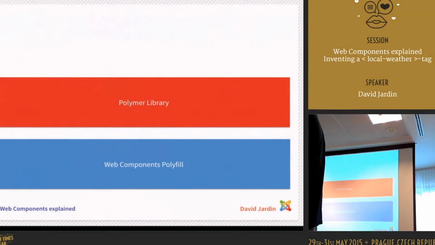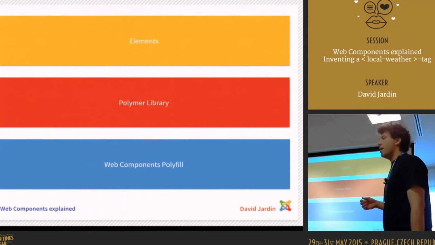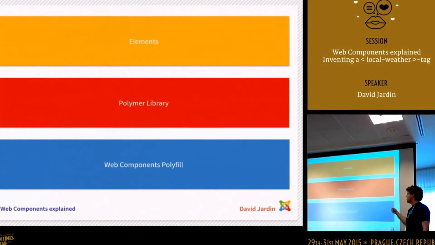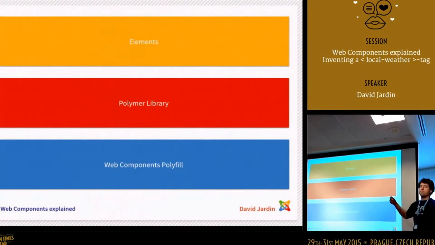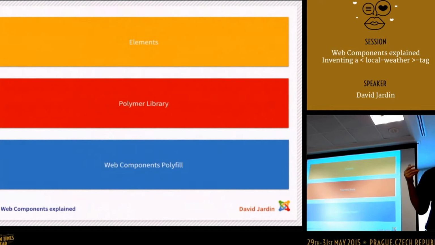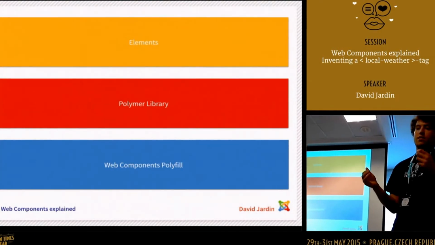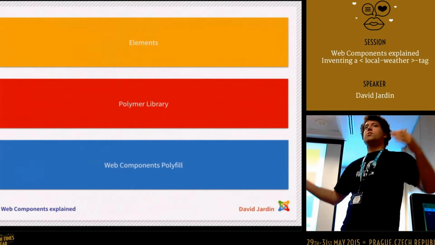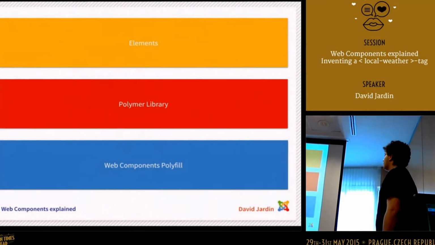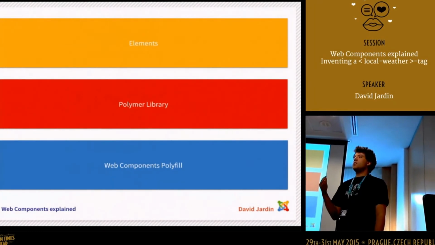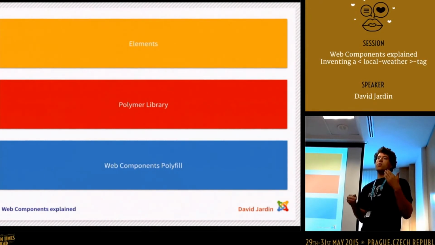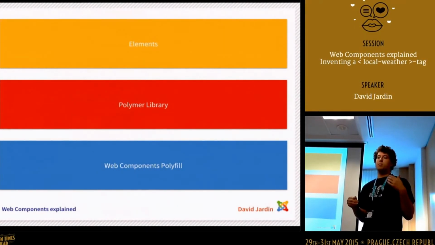Polymer itself consists of three parts. There's one bunch of libraries, the web components polyfill. That's the part that is required to make IE work, basically, and all those other browsers. It's a whole load of JavaScript to make those older browsers work with all those new fancy things. The Polymer library itself is a JavaScript library that you can use to build those custom elements. You could also do this by hand, but with Polymer it's much easier.